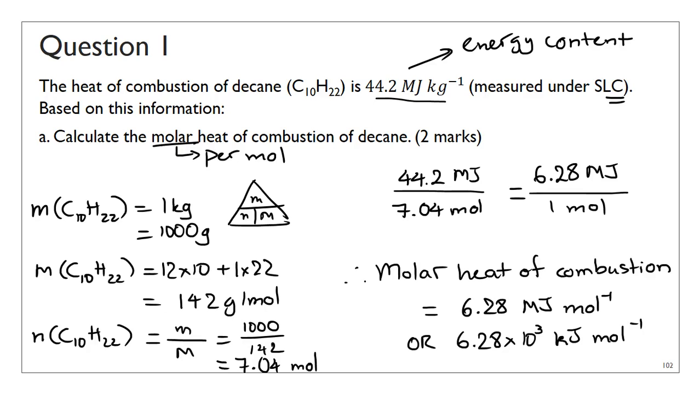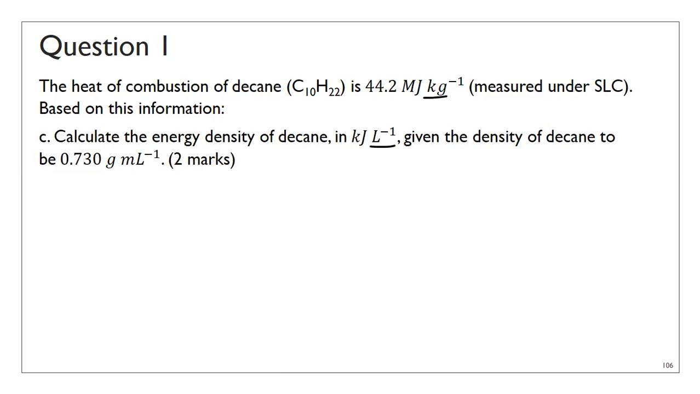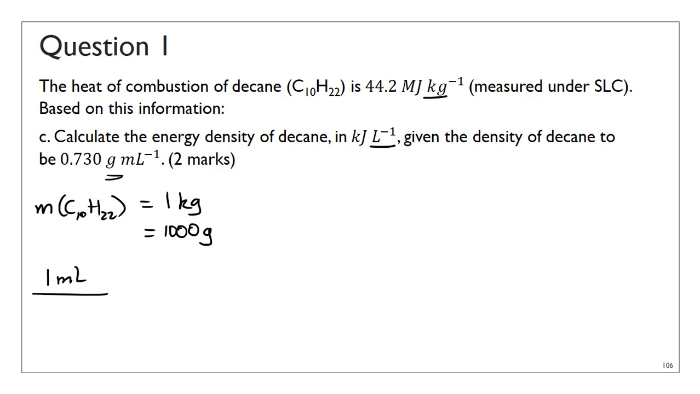In part A, in order to go from per mass to per mole, I basically found the number of moles in 1 kilogram. So I'm going to do the same thing, but in this case, I'm going to find the volume of 1 kilogram using the density. So the mass of C10H22 is 1 kilogram, which is the same as 1,000 grams. So that's the mass, and I need to find the volume. Now the density is given to be 0.730 grams per mL, which is the reason why I convert the mass to grams, so that it matches the unit in the density formula. So that means that if I have 1 mL of the fuel, it will have a mass of 0.730 grams. And then the question that we want to answer here is, if I have 1,000 grams, what volume would it have?